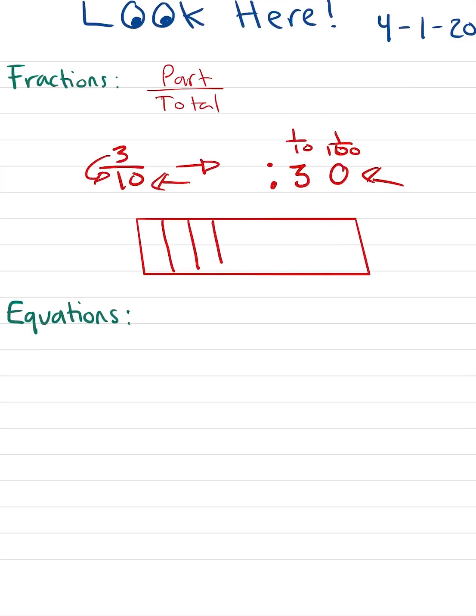1, 2, 3, 4, 5, 6, 7, 8, 9, and 10. So how many would I shade in? How many do I have? How many parts? 3, right? So that's 1, 2, 3. That's another way we can represent a fraction, guys.